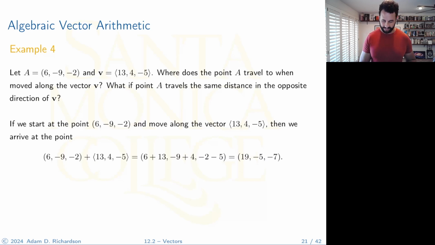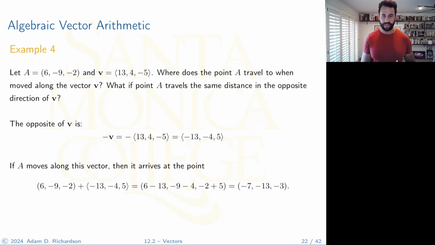All right, here we go. So it's really quite intuitive. Go with your gut for a lot of this stuff. If we start at this point and then we move along this vector, then really we're just going to add these components to the point we were at, right? So this is saying start at this point and travel this far in the x direction, and then this far in the y direction, and this far in the z direction. So we get a new point, 19, -5, -7. That's where we'll end up.